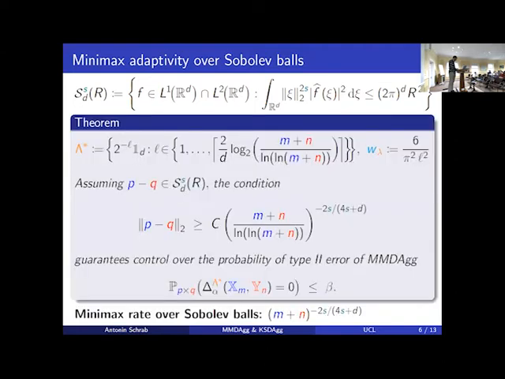So again, I'm going quickly through this. I don't know how much time I have left. In our paper, if you're interested, you can have a look. We essentially prove that our test is minimax optimal over Sobolev balls. So Sobolev balls are defined above, essentially a space of smooth functions. I won't go into details.